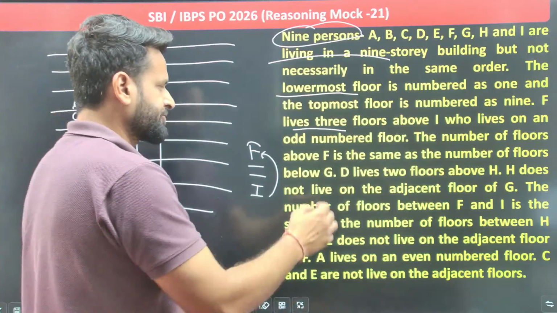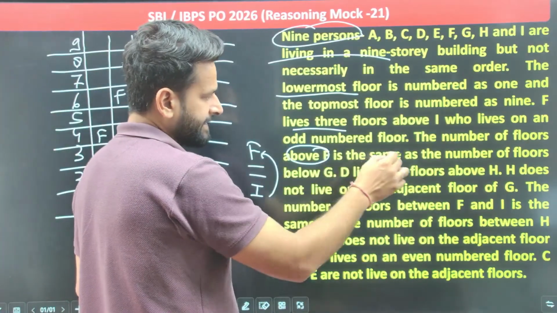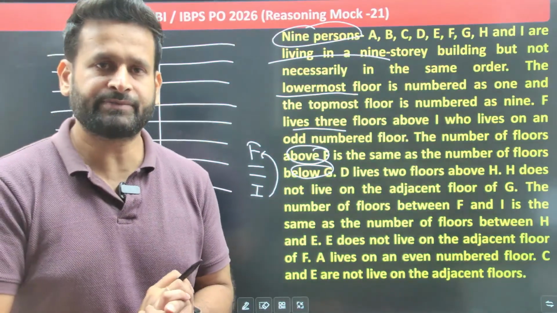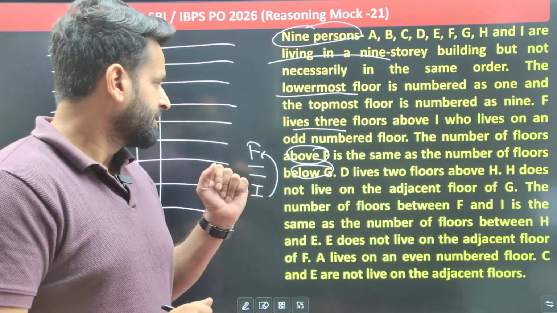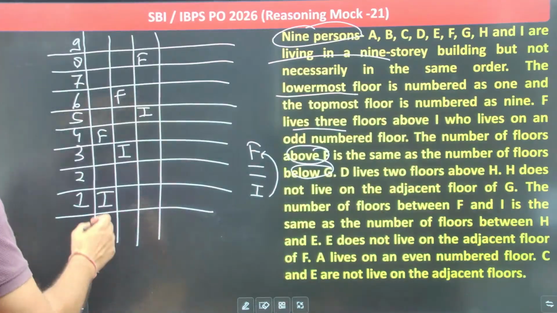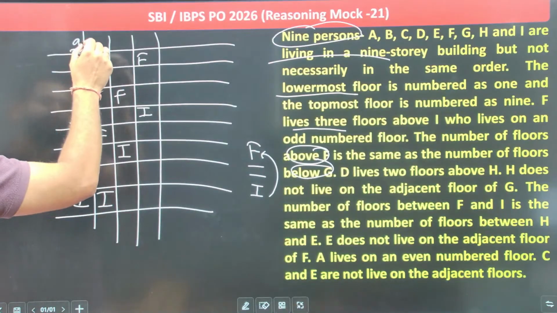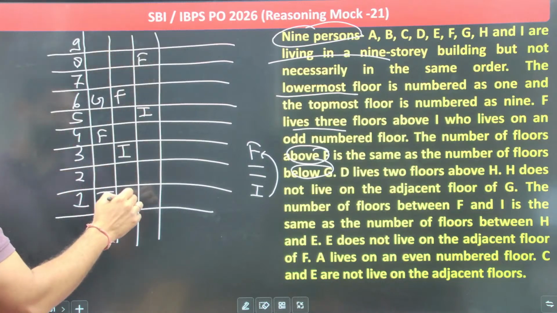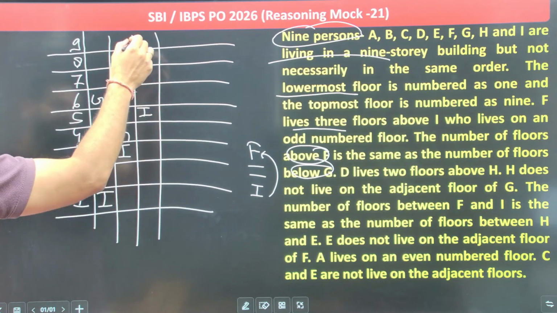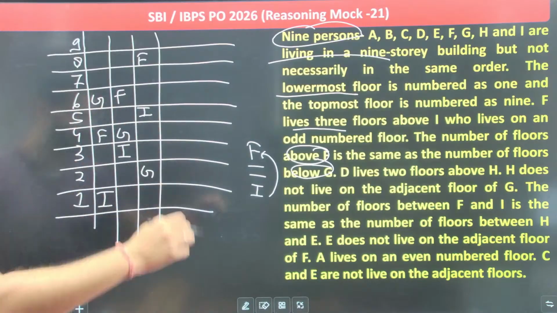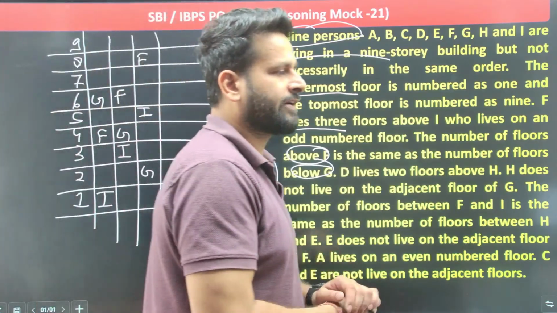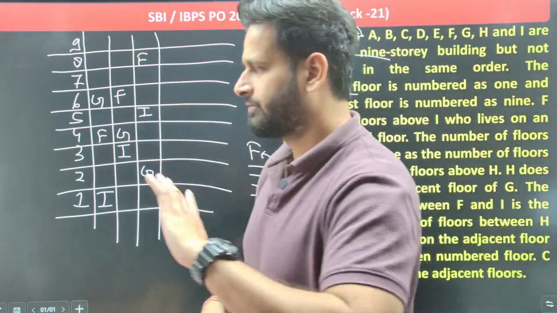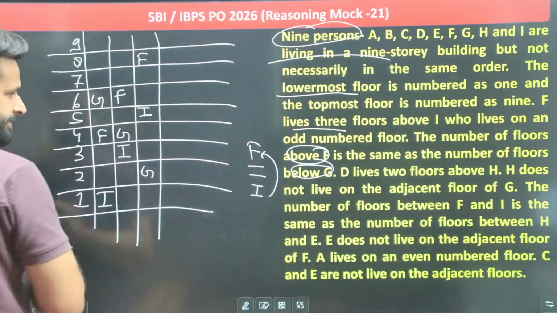The number of floors above F is the same as below G. This condition we have seen plenty of times, above and below. It is a symmetric condition between F and G. 1, 2, 3 after F, 1, 2, 3 after G. You can count and check also. The number of floors above and below these two persons will definitely come out to be the same.